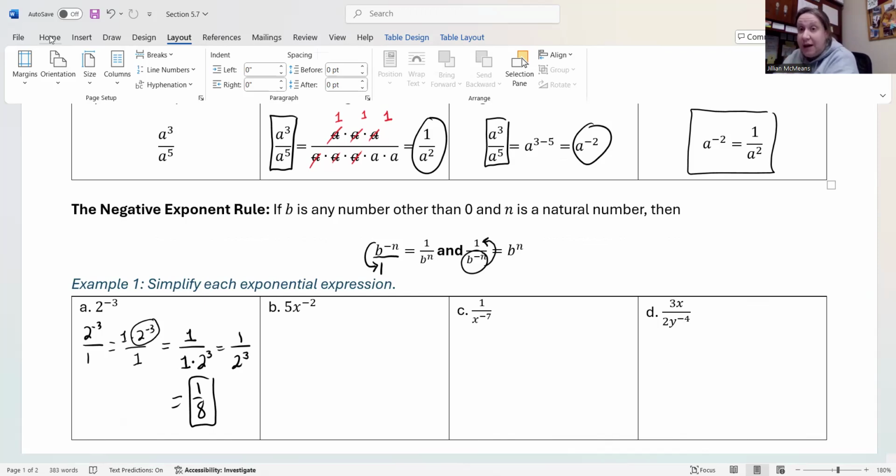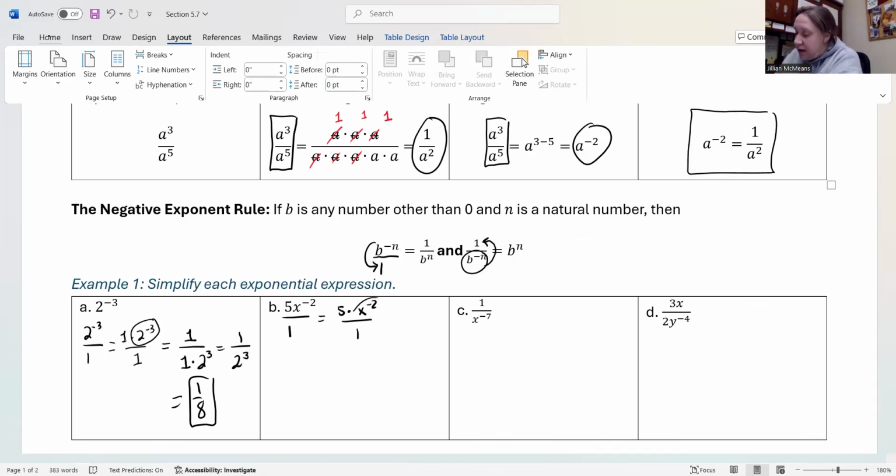We have 5 times x to the negative second power. So let's think of this as 5 times x to the negative second power over 1. I just like to see a distinct numerator and a distinct denominator. I write it like this so you understand that the 5 and the x to the negative 2 power, they are separate factors. That exponent of negative 2 only applies to the x. It does not apply to the 5, okay?